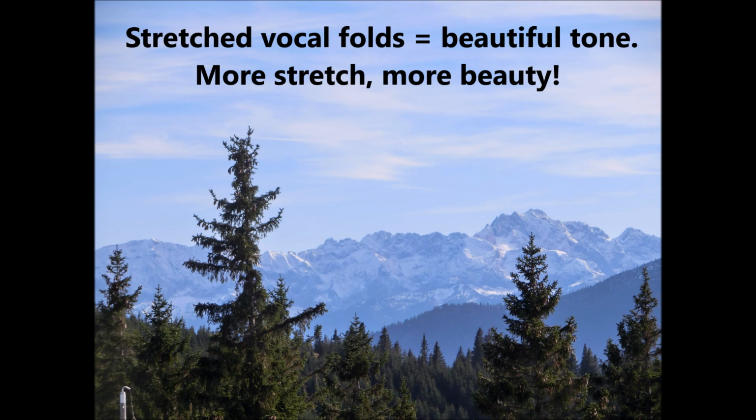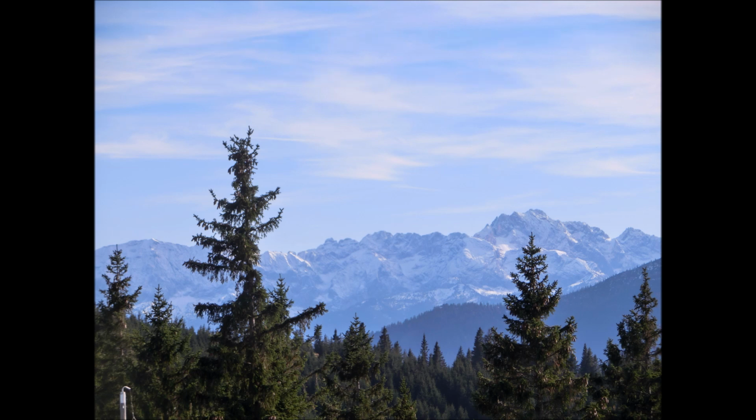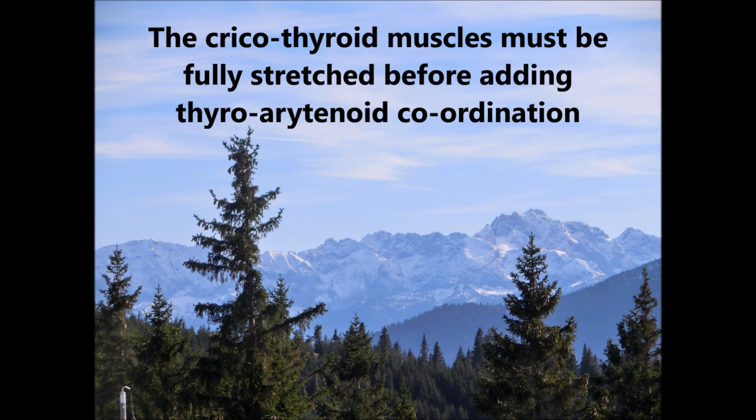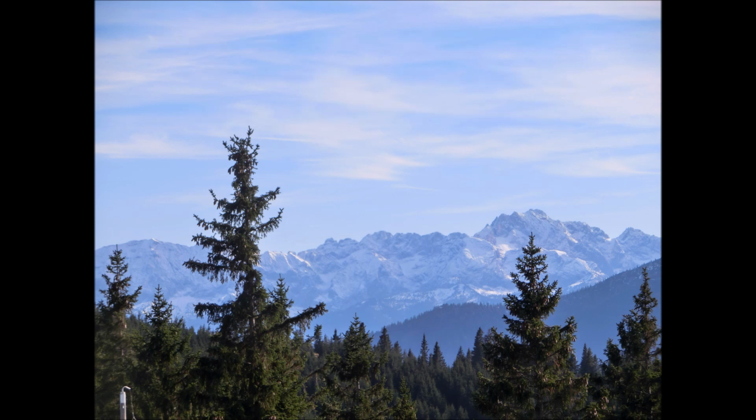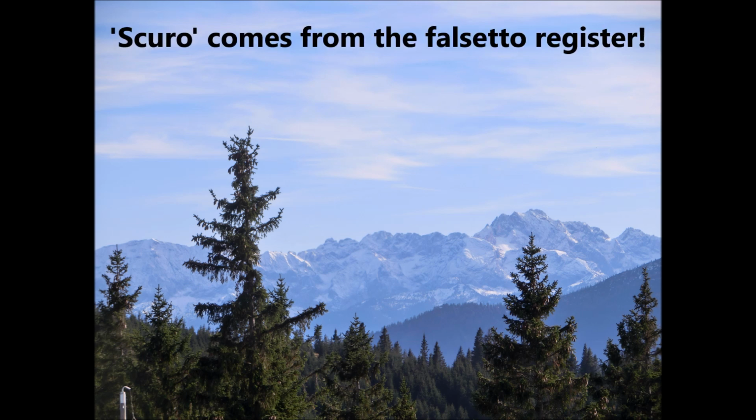Yeah? So then when you add thyro-arytenoid tension to it, the chords are fully stretched and they'll be able to sing the correct pitches. If they're not fully stretched, you're going to be singing flat, because you try and put too much thyro-arytenoid in there. But if you get the falsetto, it'll help you to create the stretch and make that nice, rich, dark tone. The scuro from the chiaroscuro comes from the falsetto. Yeah. Do your best owl impression.